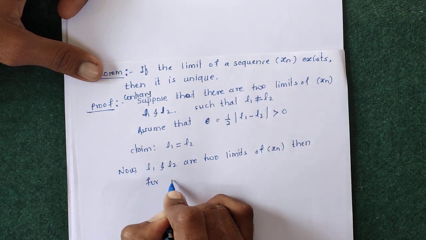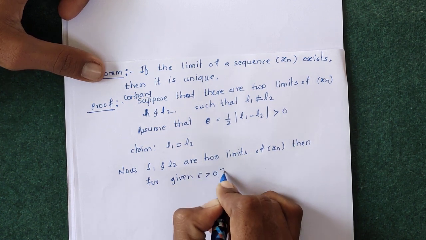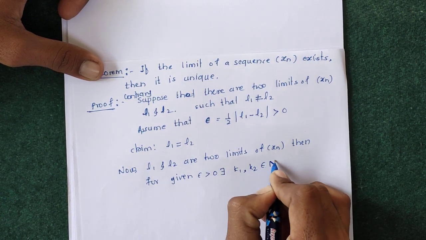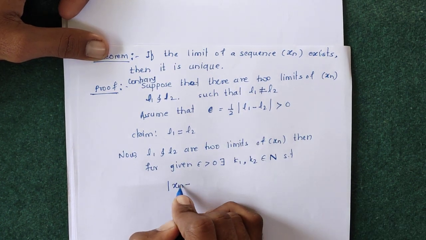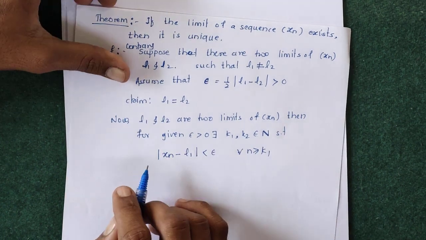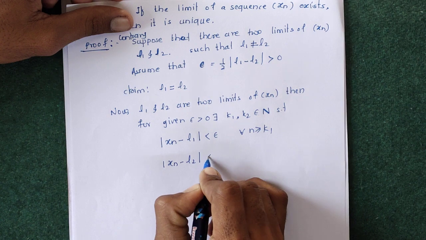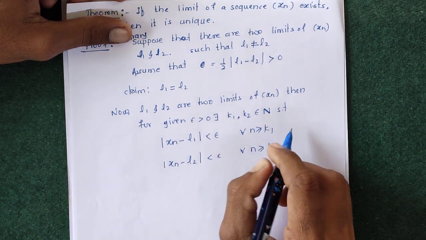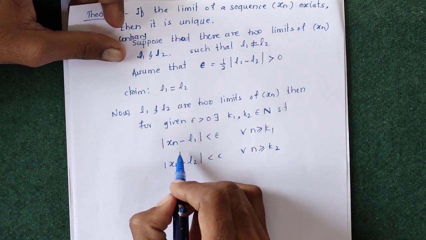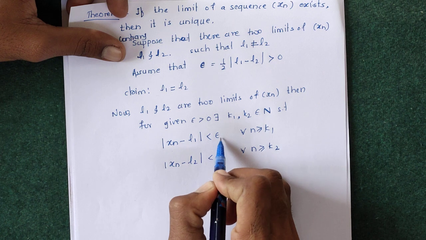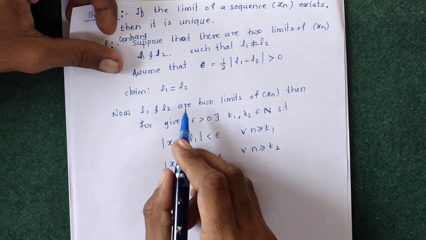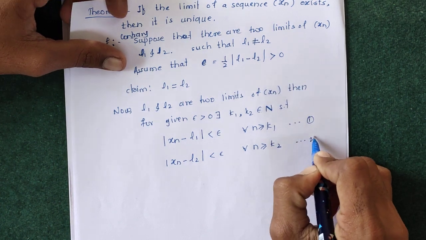Then for any epsilon positive, for every epsilon greater than 0, there exists a natural number. Suppose for L1 there is k1 and for L2 there is k2, two natural numbers such that mod of xn minus L1 is less than epsilon for all n greater than or equal to k1, and also mod of xn minus L2 is less than epsilon for all n greater than or equal to k2. Here L1 and L2 are two limits of the sequence xn, therefore L1 and L2 satisfy the epsilon-n definition that we have discussed in the previous video. L1 is a limit, so mod of xn minus L1 is less than epsilon for all n greater than or equal to k1. Similarly for L2 we can use this definition. Suppose this is equation number 1, this is equation number 2.